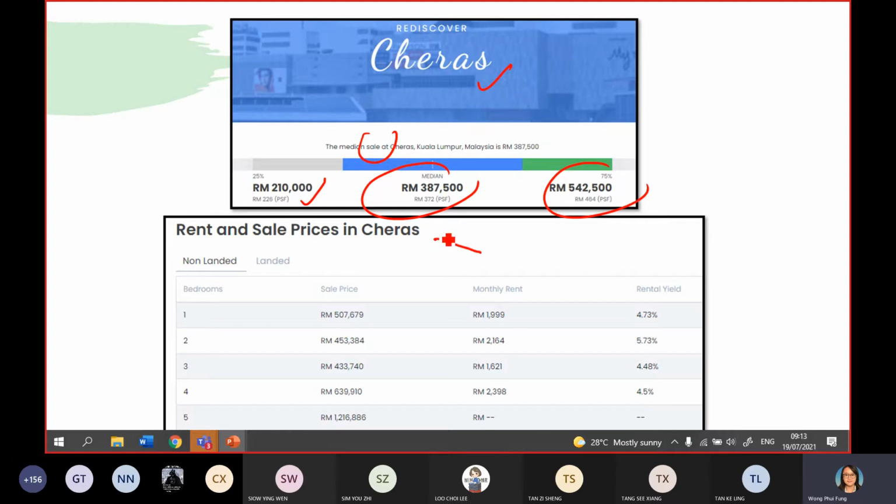Under this part, you can find out the rental and the selling price in Cheras for landed and also non-landed. So their information is quite comprehensive because they already divided it for you. Say for example, I click non-landed. For non-landed, you can see, say for example, 3-bedroom. The selling price is on average 433,000, and the monthly rental is 1,621. Okay, they even calculate the yield for you already. So the rental yield is 4.48%.